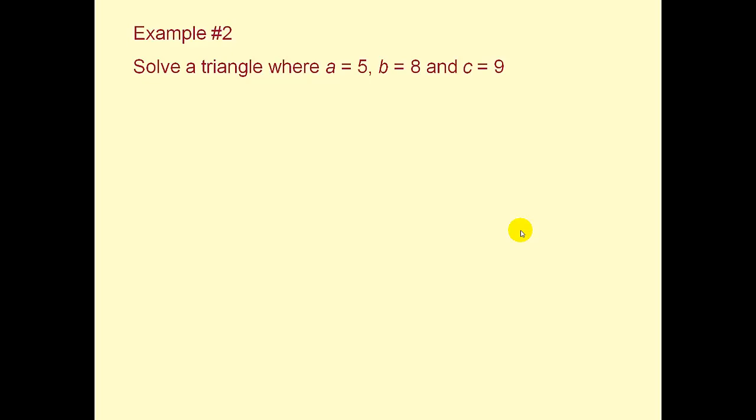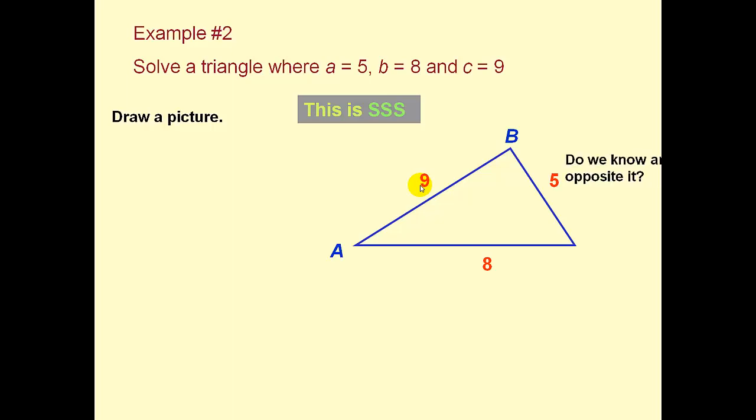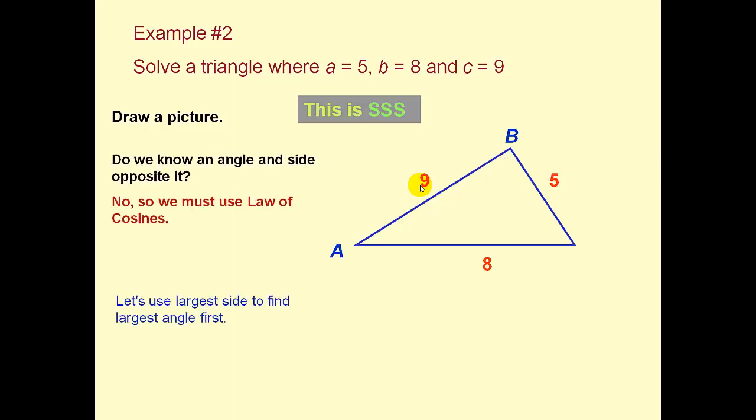So let's do another example that's a side-side-side situation. Let's draw a picture. Side A is 5, side B is 8, and side C is 9. We don't have any angles here at all. We're going to have to use the law of cosines to get one of those angles. Once we crack the code, though, and get one of those angles, the rest of it falls into place with the law of sines. So let's use the largest side first to find the largest angle first.